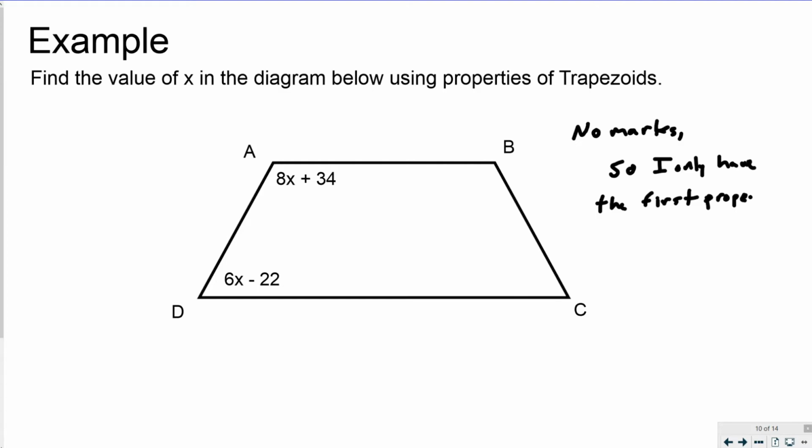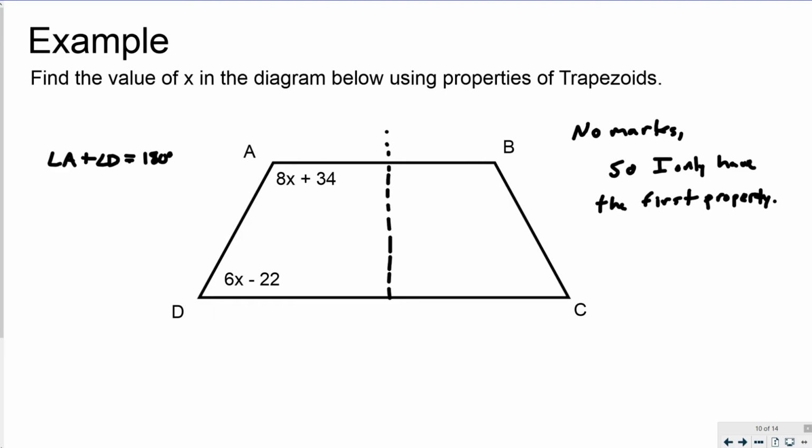And the first property tells me that angle A and angle D, because they're on the same side of the trapezoid, they're both on the left side, these two angles are consecutive and they add up to 180. So angle A plus angle D equals 180 because it's half of the trapezoid.